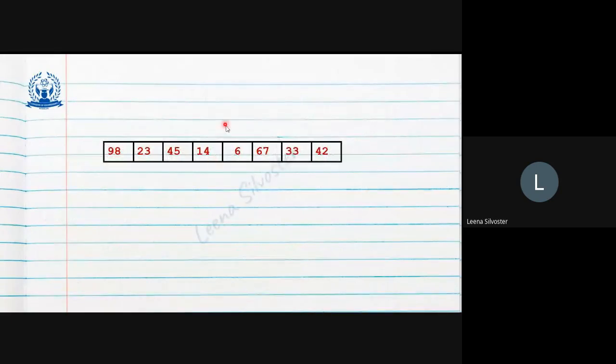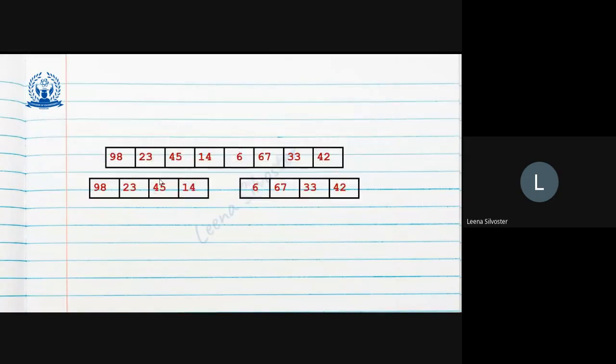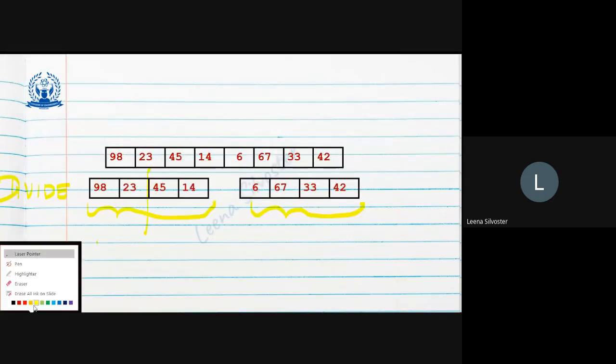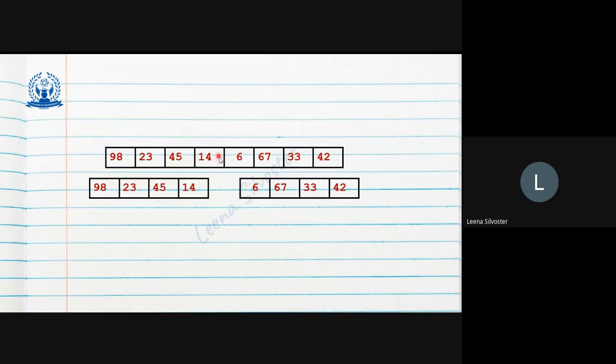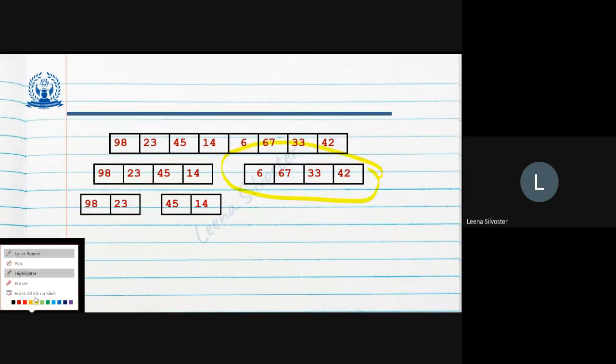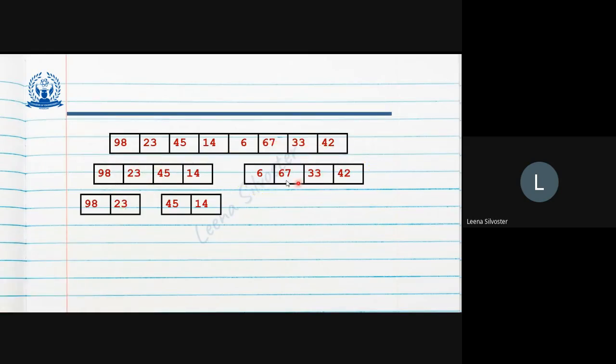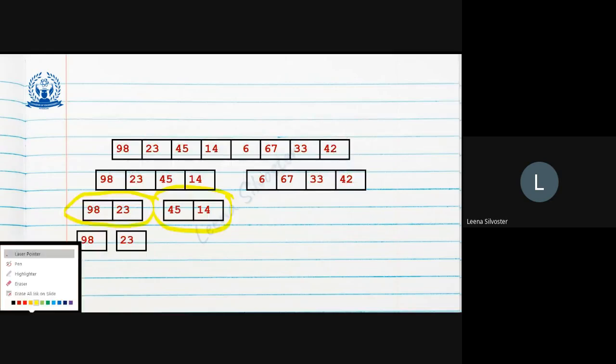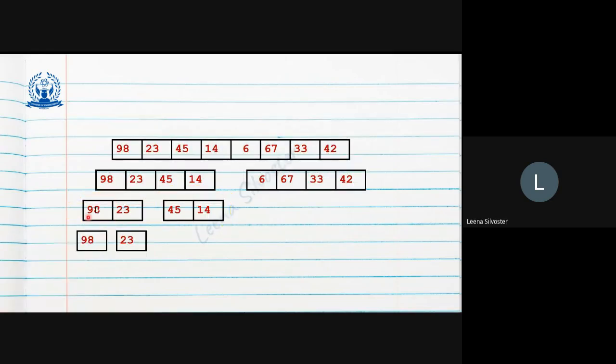So this is our example. We are having 8 elements. So we will divide it into 2. So each sublist has 4 elements. Again, these 4 elements, we are having 4 elements each. Again, we will divide each set into 2. So again, we are having 2 element sets. Again, we will divide the 2 element sets into 2.